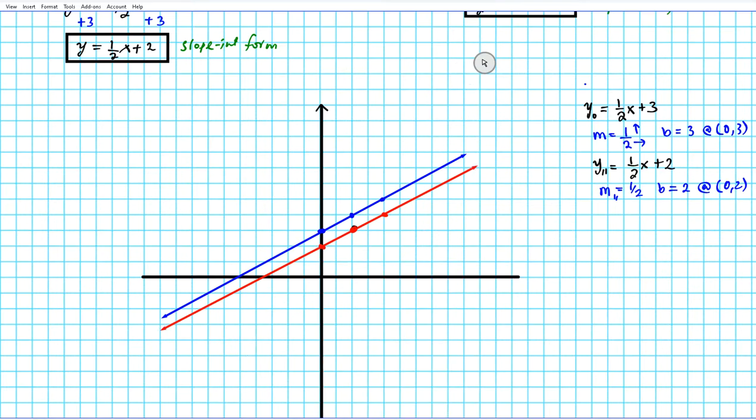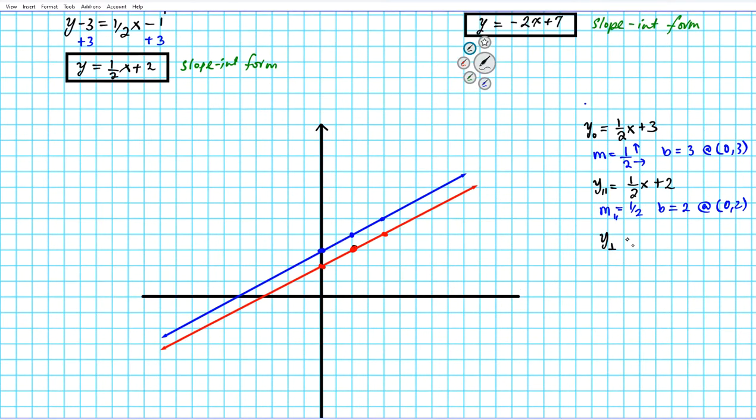The perpendicular line, y perpendicular, was y equals negative 2x plus 7. In this particular case, remember what we found for the slope. The slope of the perpendicular line to the original was -2, and then your y-intercept is 7. So b is 7, so we're going to be starting from 0, 7.